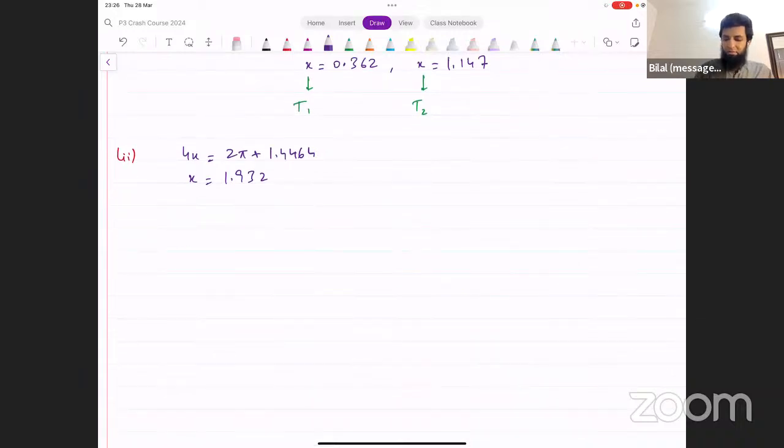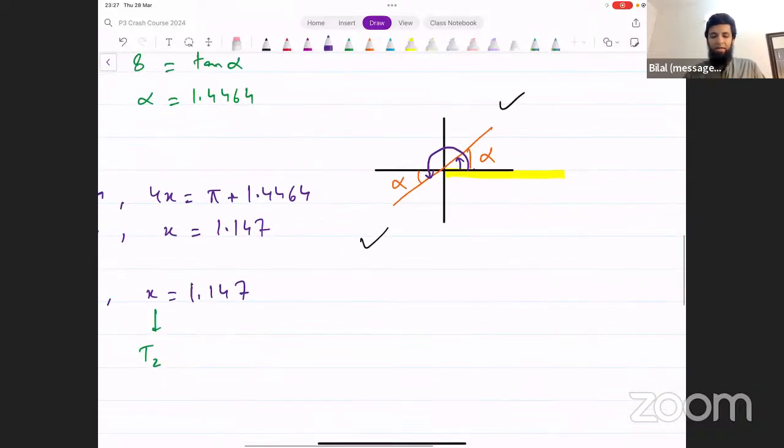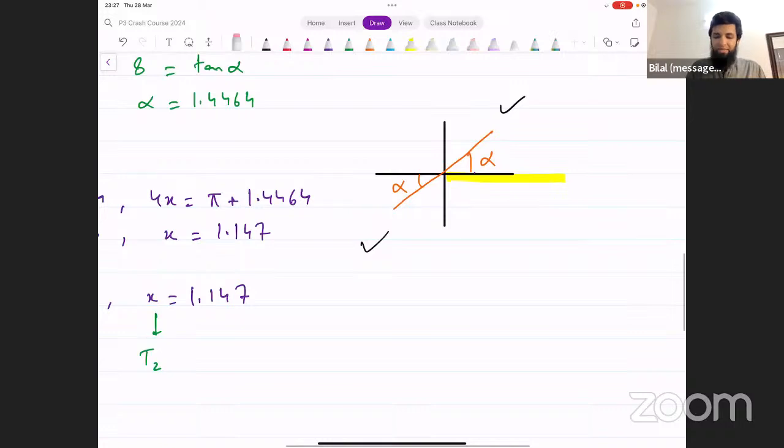Now, if you notice, the x coordinate of T1 is 0.362. That's the x coordinate of T1. And then the x coordinates of T2 and T3 are 1.147 and 1.932. Now, if you notice how we are calculating those x coordinates from this diagram, from the quadrants, basically the first one is this. And then how do you get the next angle? You add pi to it to get the next angle.